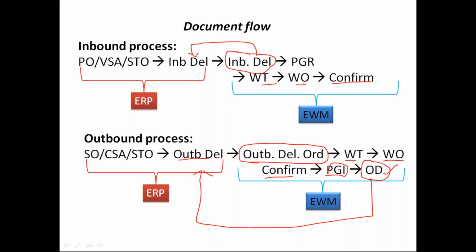Also, for example, if you wanted to send ASN to your customer, you can use this outbound delivery to trigger ASNs. Or if you want to print your outbound delivery, like packing list, you can use this outbound delivery to print packing list. So this is a document flow.